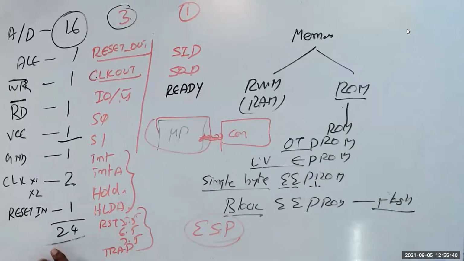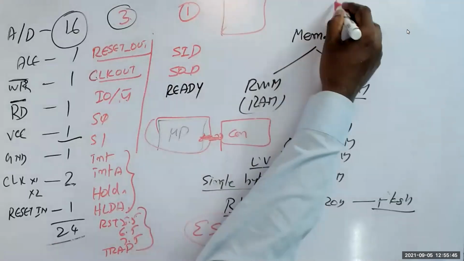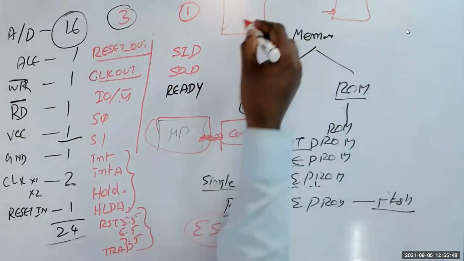No, it's not there, because you are only selecting. The microprocessor is selecting the chip select of the device. So the microprocessor doesn't have a pin called chip select.